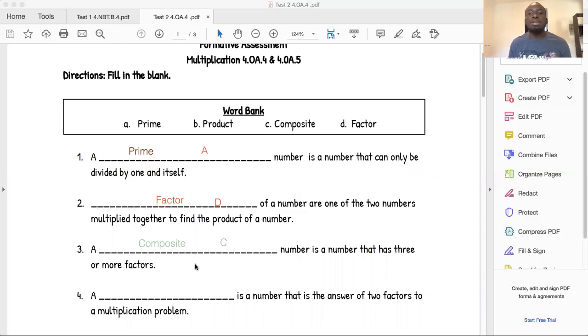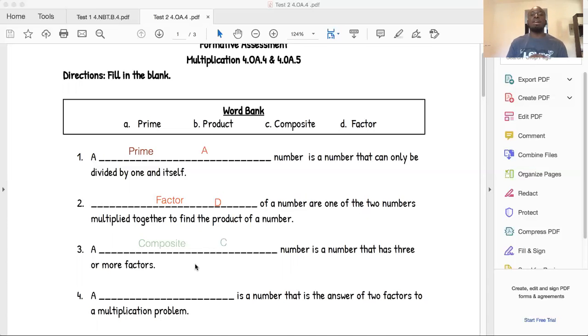If I multiply 1 times 9, that is 1 factor pair. The numbers 1 and 9 are 2 factors. Also, 3 times 3 gives me 9. So 1, 3, and 9 are all factors of 9, which makes 9 a composite number.